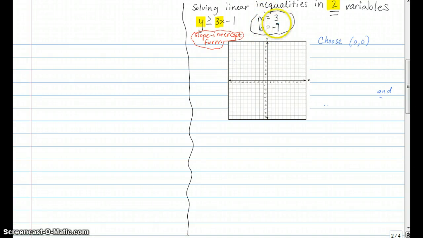B, the y-intercept, is -1, so let's go ahead and graph -1. And then it goes up, it's positively sloping because m is 3, so we go up 1, 2, 3, and over 1. I'm going to go back down 1, 2, 3, and over 1 to the left. This is going to be a solid line because it's got the equal to.